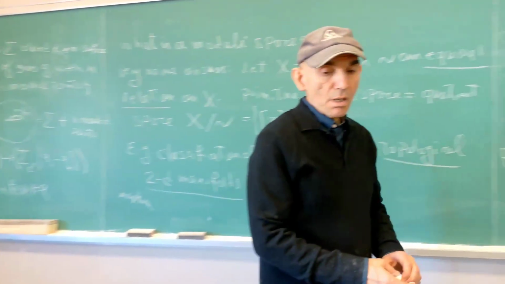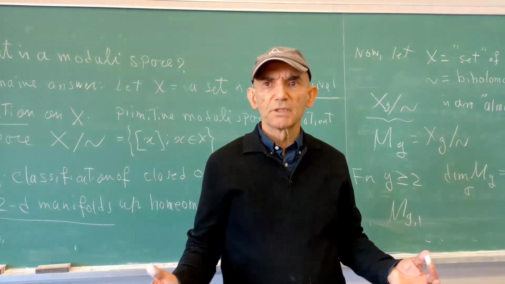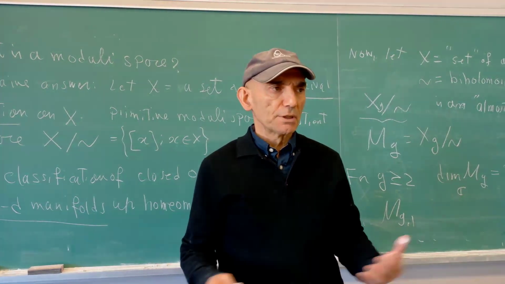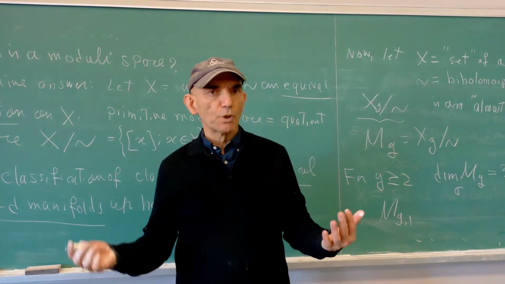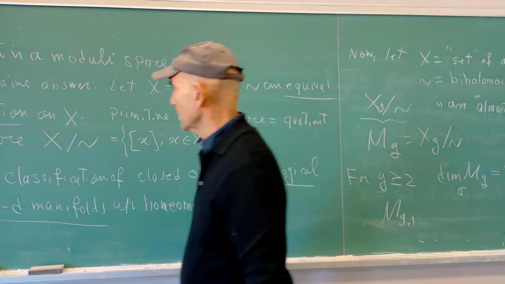So I don't think I should define... I need to define what is a Riemann surface. A Riemann surface, the definition is like a smooth surface, but the maps have to be holomorphic.